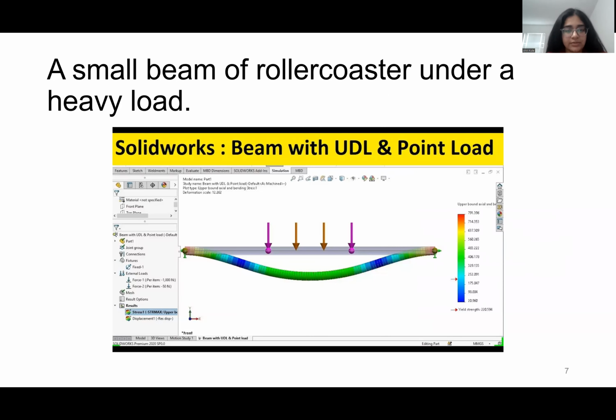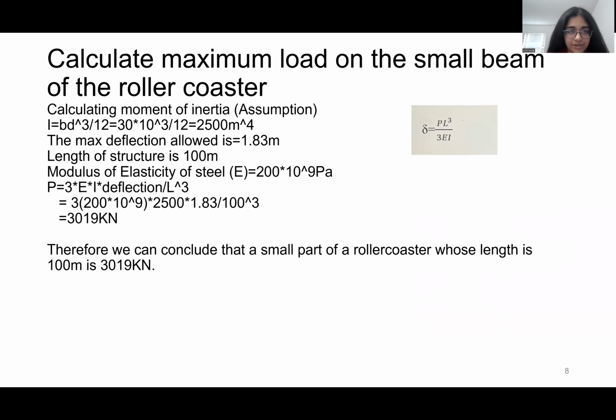This is a SolidWorks beam with a point load. This part of the diagram shows a small part of a roller coaster taken into consideration, with a load applied in the center, and it shows how the deformation in the roller coaster can happen if the load applied is too much for its bearing capacity.